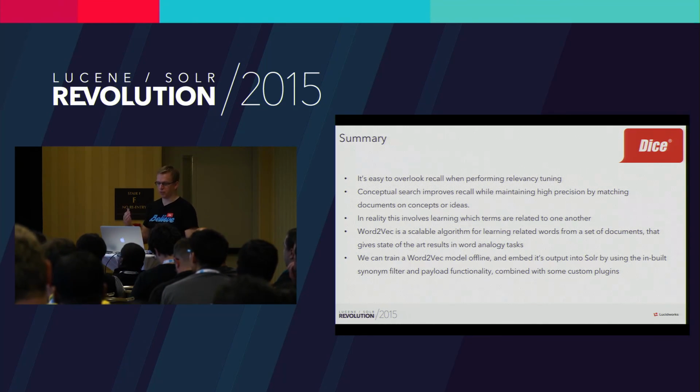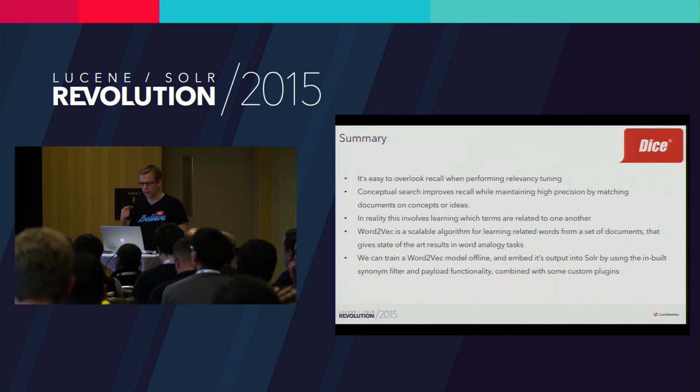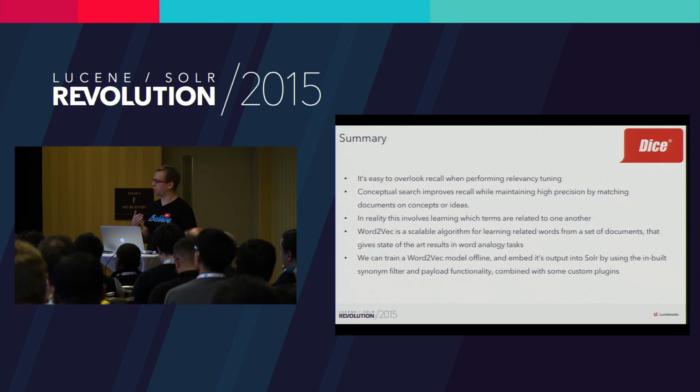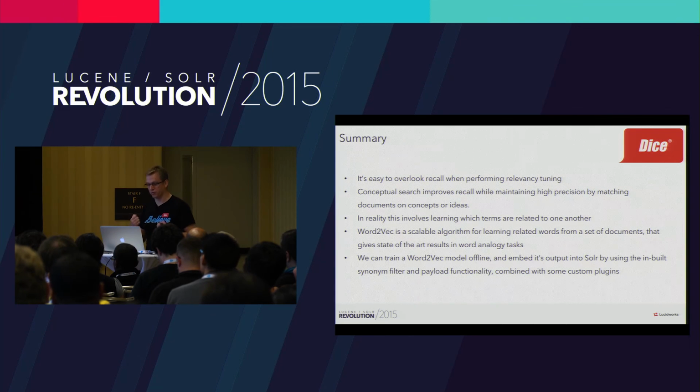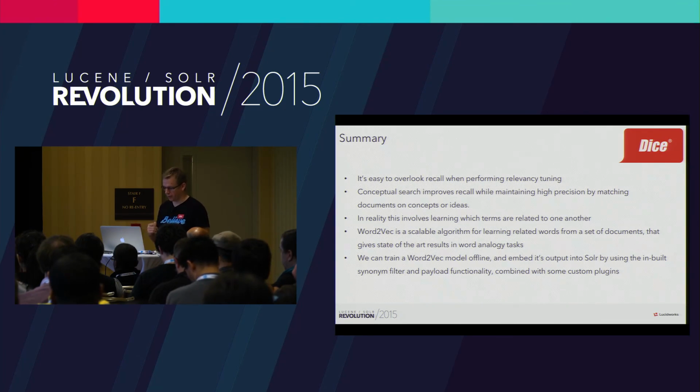We can train a Word2Vec model offline, and then take its output, pre-process it, and use that within Solr using various methods to make Solr do conceptual search without embedding some complicated machine learning model. That may or may not require use of payloads and custom plugins, depending on which approach you take. I would start with the clustering approach, because that's very easy, and then maybe experiment with some of the other ones, if that makes sense to you.